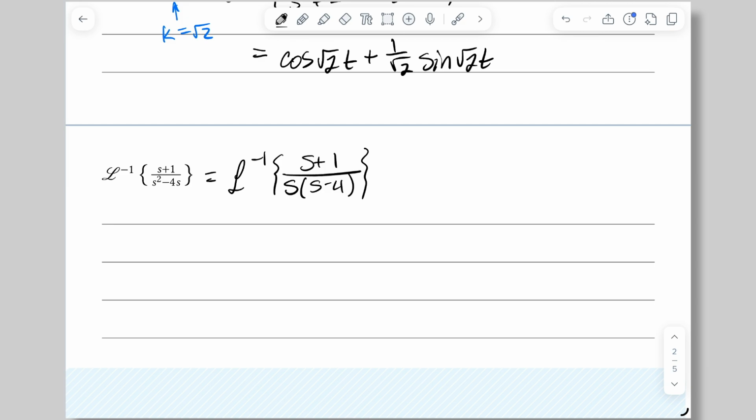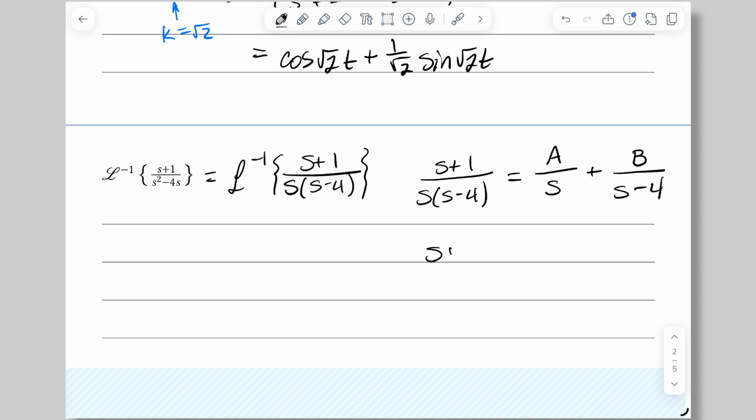If you need to review partial fraction decomposition, absolutely do it. I'll give you information as we go as well. And the fraction s plus 1 over s times s minus 4 will decompose into fractions that have denominators of s and s minus 4. Both of those denominators are linear, therefore we need constant numerators, and so I'll write down A over s plus B over s minus 4. If you imagine clearing the fractions, then you get s plus 1 is equal to A times the quantity of s minus 4 plus B times s.